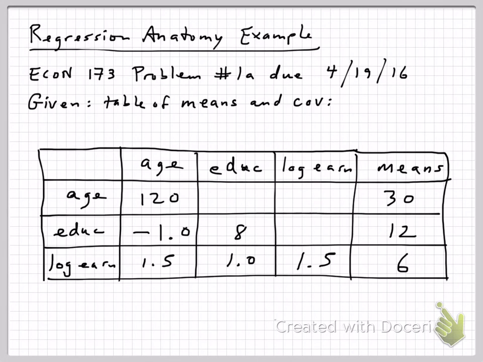Let's go through a quick example of how to apply regression anatomy using one of the problems from the problem set that's due on Tuesday the 19th next week in Econ 173. This is problem number 1A. In this problem you're given a table of means and some covariances for several variables. These are made up data, but they're reasonable values. And what we're going to do is go through and try to calculate some regression coefficients using regression anatomy.